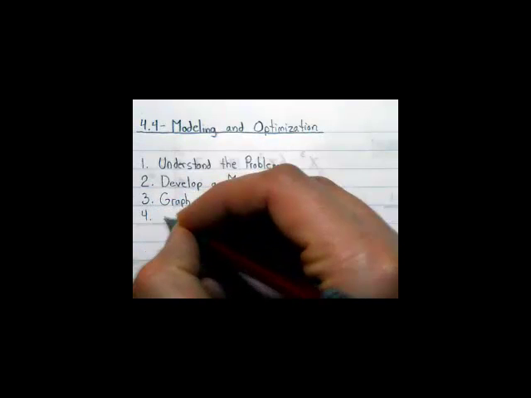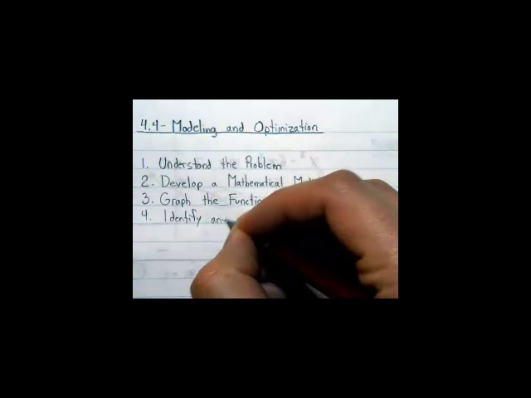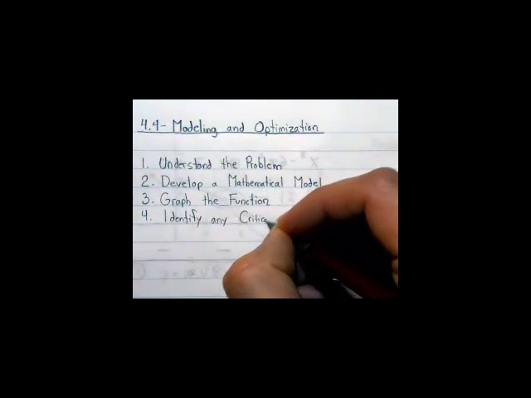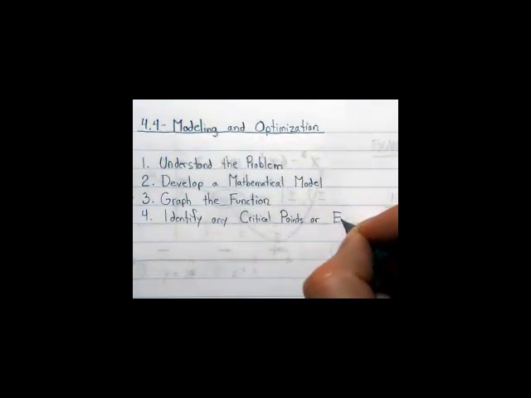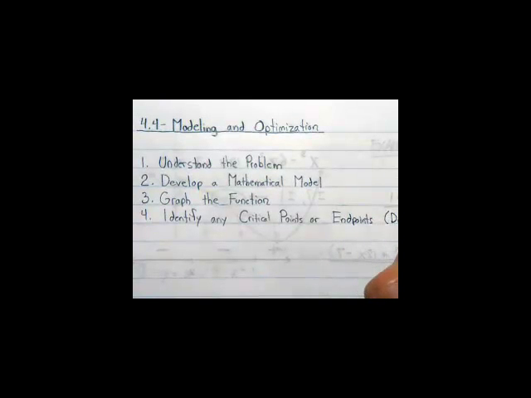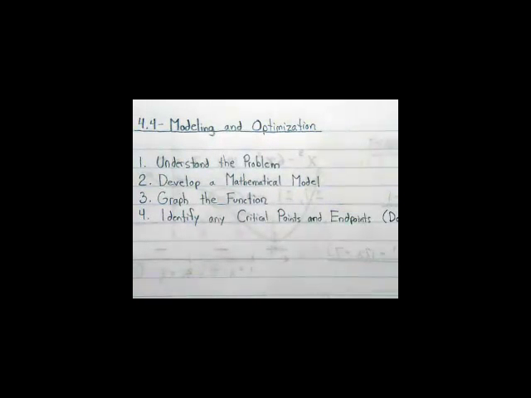Number 4, identify any critical points or endpoints. And I'm going to just put in parentheses here, domain. The critical points, we're going to want to know those. Where are the maxes and mins exactly? That's what that's referring to as far as critical points. And then the endpoints, actually this should not say or, this should say and. You should want to do both.